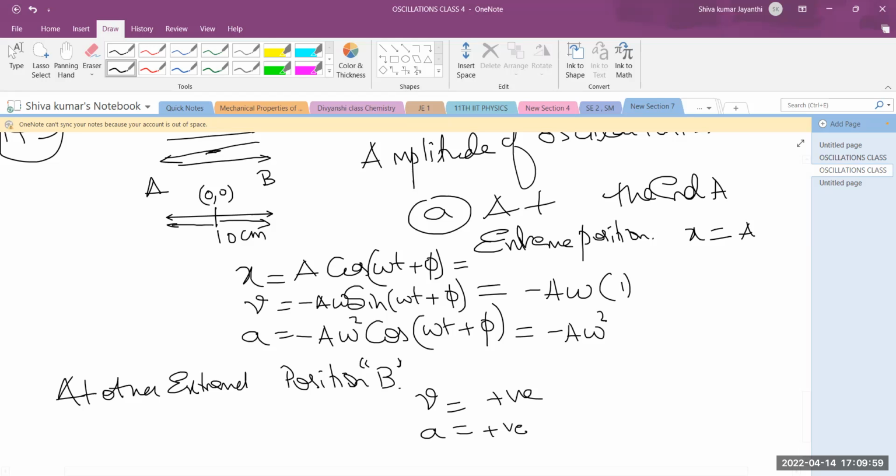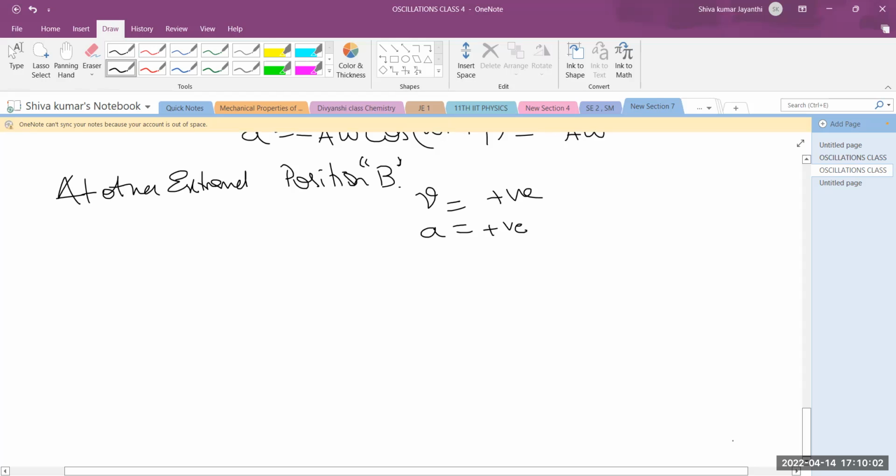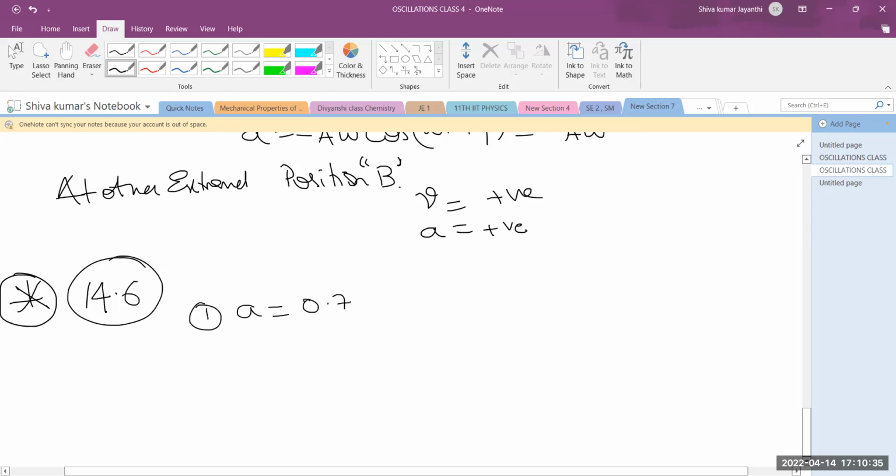Similarly, another question is there. Next question, teaching only unsolved children; solved you can do. 14.6. We have the book in your hand, you can check all this. Which of the following relations between acceleration and displacement x of a particle involves simple harmonic motion? Very nice question. Wonderful question. A is equal to 0.7x. Which of them represents SHM?